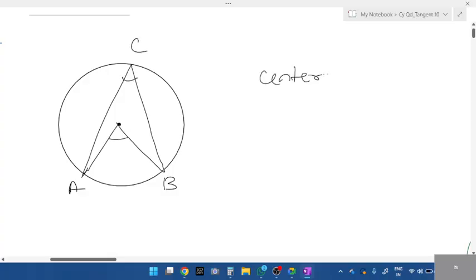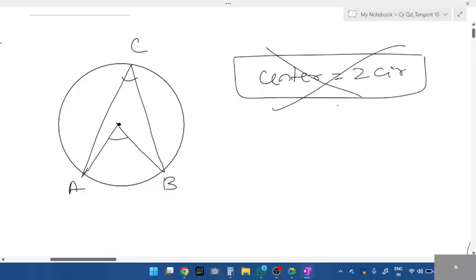Apart from that, segment. This is an arc AB. Angle formed in the center is how much? Twice the angle in the circumference. So center is equal to twice circumference. Don't write this in the exam. This is an invalid statement. Never write this. Write it like this.